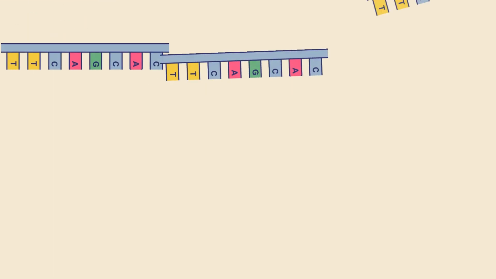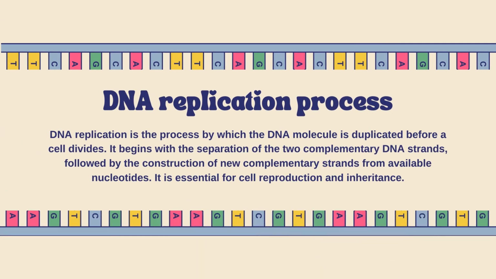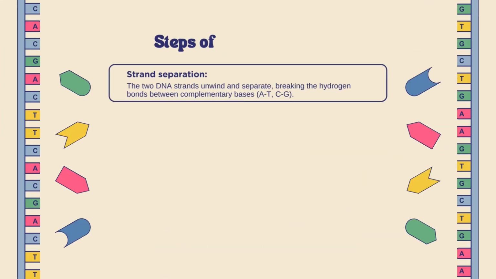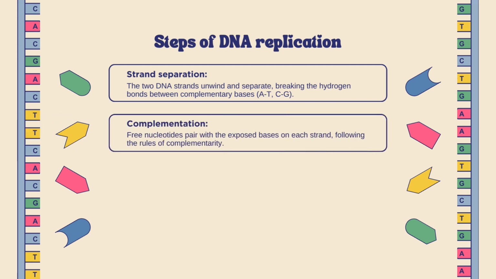Replication. DNA replication is the process by which the DNA molecule is duplicated before a cell divides. It ensures accurate inheritance and is essential for cell reproduction. 1. Strand separation. The 2 DNA strands unwind and separate, breaking the hydrogen bonds between complementary bases, AT, CG. 2. Complementation. Free nucleotides pair with the exposed bases on each strand, following the rules of complementarity.